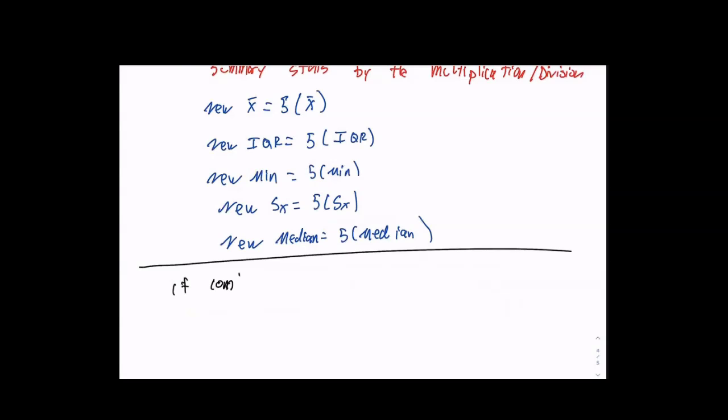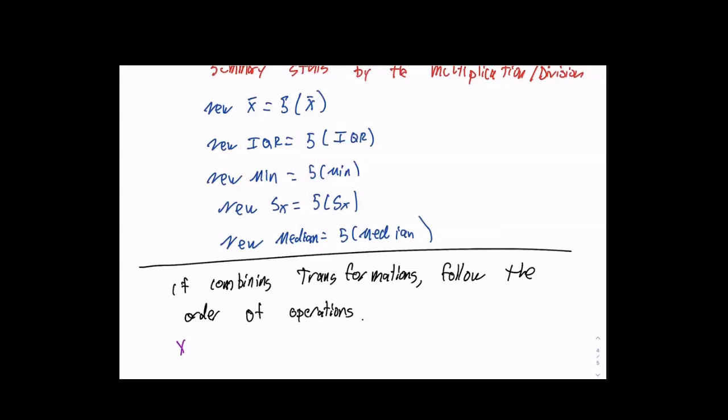If combining transformations, follow the order of operations. The key here, the whole most important key here: SX, IQR, and range do not change with shifts. That's the big mistake everybody makes.